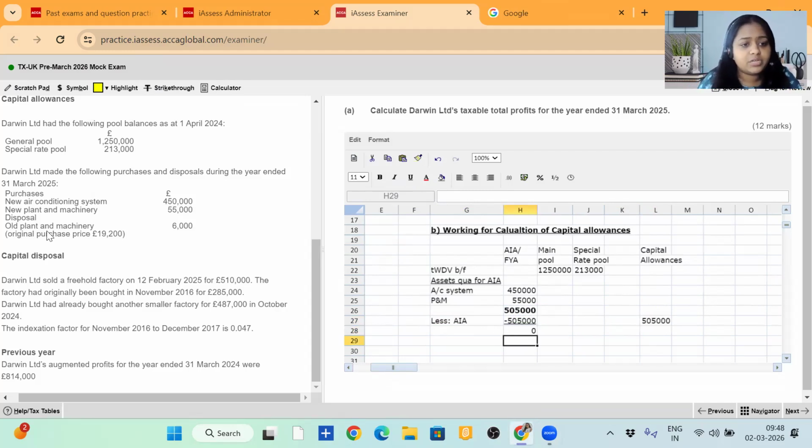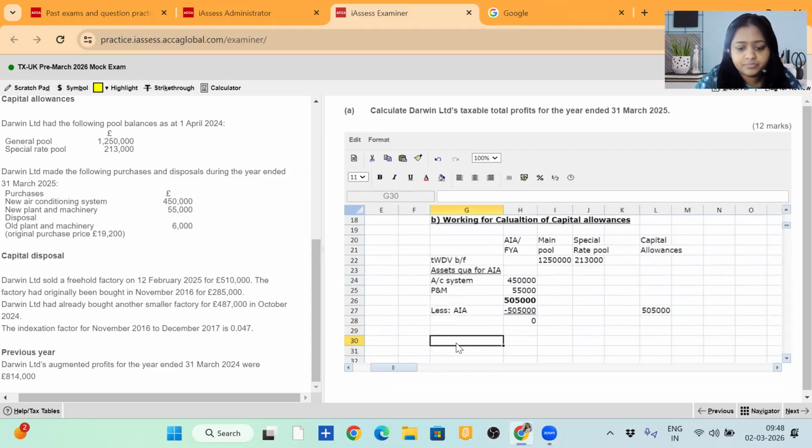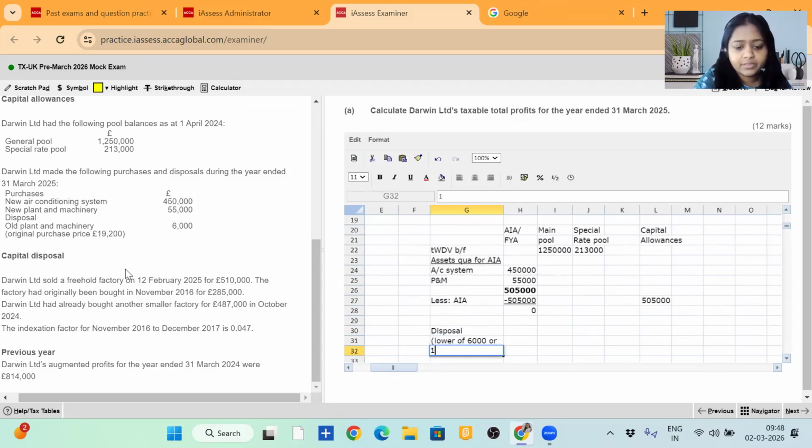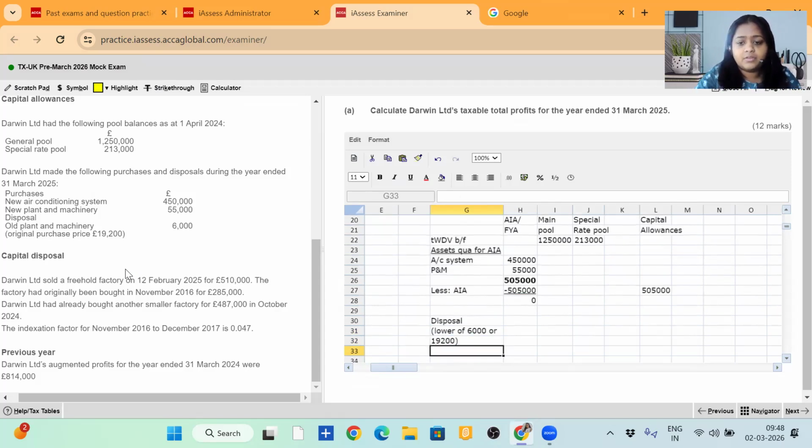Then we just have one more disposal. So I will write here disposal. And in brackets, please write that you take disposal of the lower of 19,200 original cost or 6,000 disposal proceeds. So you'll write here lower of 6,000 or 19,200. This will give you 1 mark. Okay, so you know that you will reduce 6,000. That's the lower value. So you will reduce here 6,000. Now, no other point is here.